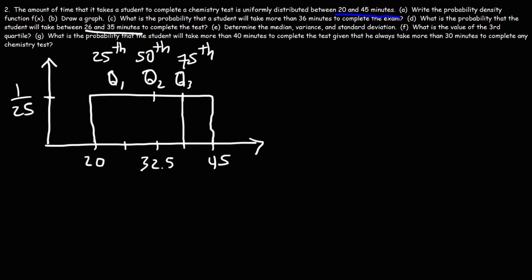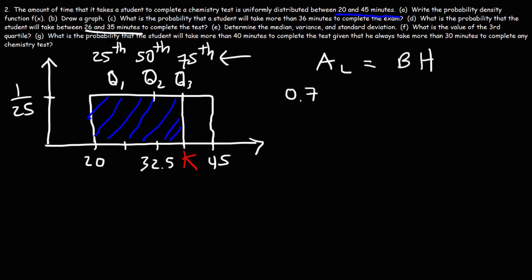So what we need to do is determine the value that corresponds to the 75th percentile, which is the third quartile. And we're going to call it K. So the area of the rectangle to the left of K is 0.75 because it corresponds to the 75th percentile. So the area of that rectangle on the left is going to be the base times the height. So the area is 0.75. The base, the length of the base of the rectangle, is the difference between K and 20.